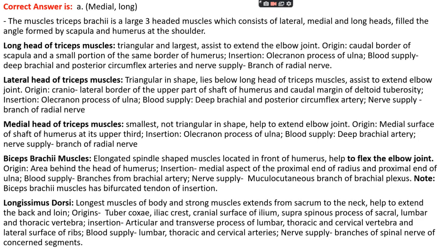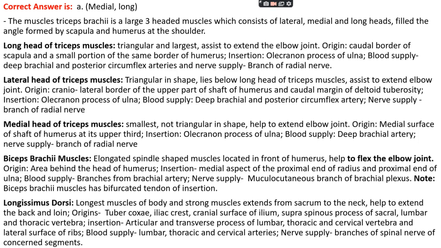If we see its origin, it mainly originates from the tuber coxae, iliac crest, and cranial surface of the ilium, supraspinous process of the sacrum, and lumbar and thoracic vertebrae. And if we see its insertion, it is mainly inserted at the articular and transverse processes of the lumbar, thoracic, and cervical vertebrae, and the lateral surface of the ribs.